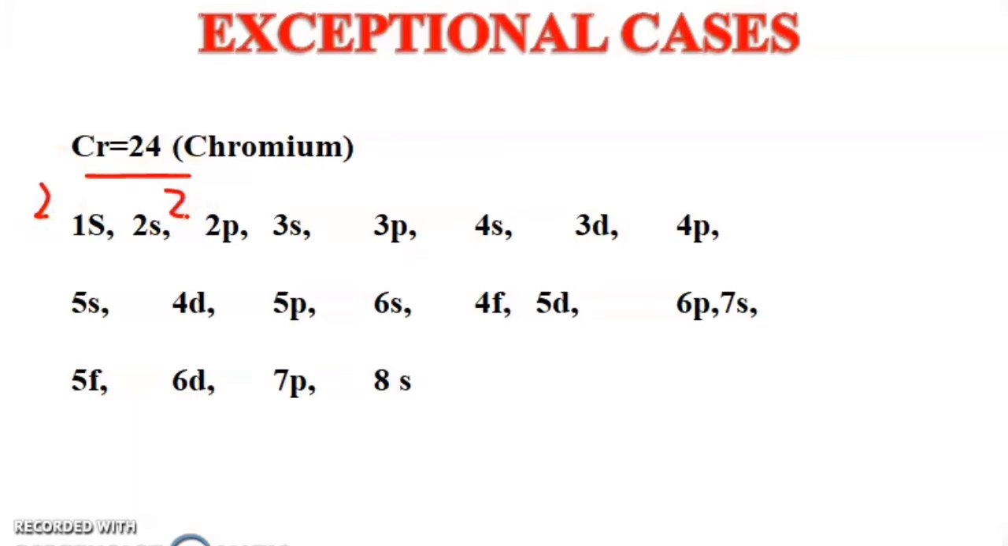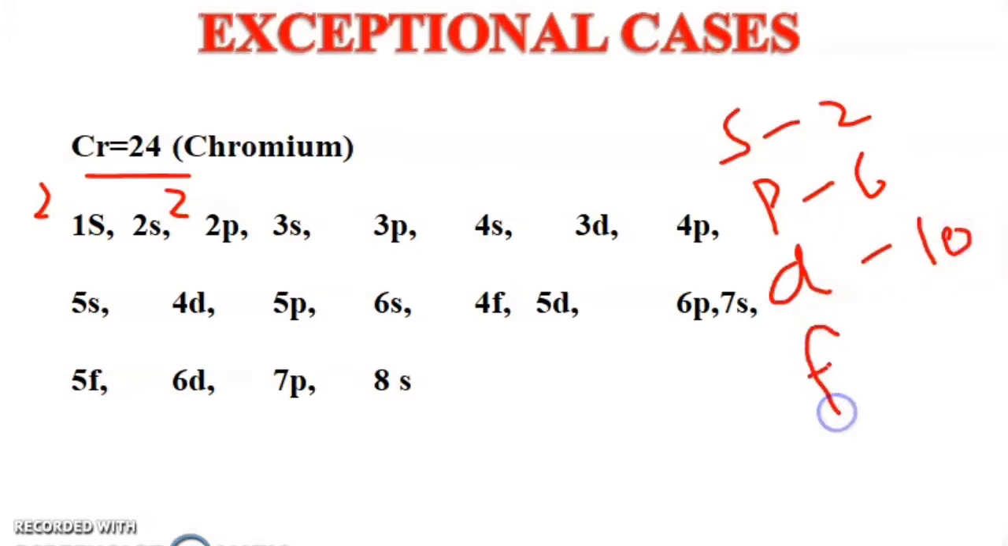1s2, 2s2. Now why are we mentioning 2 electrons in s and 6 electrons in p? Because we already know that the s subshell can accommodate 2 electrons, p can accommodate 6 electrons, d can accommodate 10 electrons, and f can accommodate 14 electrons. It's also mentioned in detail in our lecture 4 part 1. You can check that. Then 2p6, then 3s2, 3p6, 4s2, and 3d4.